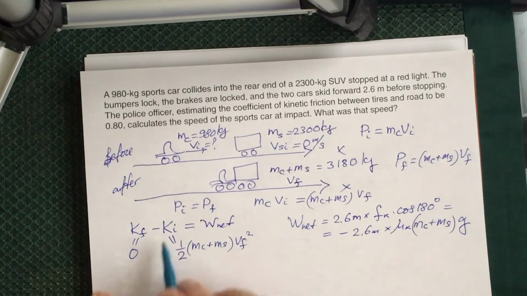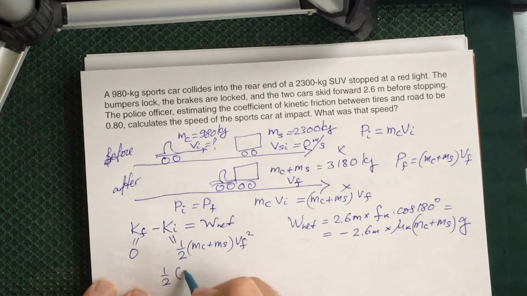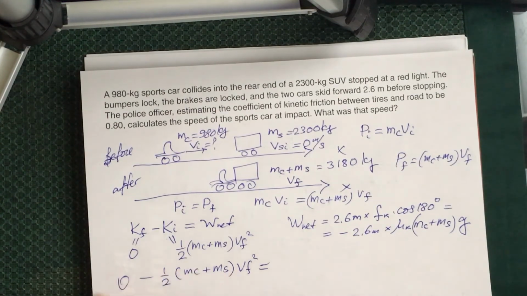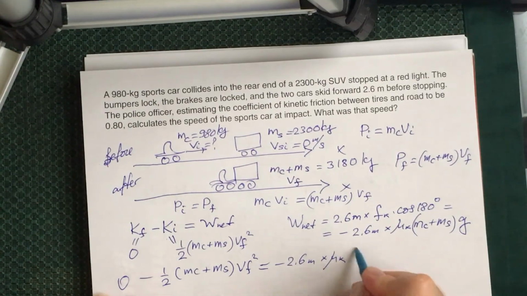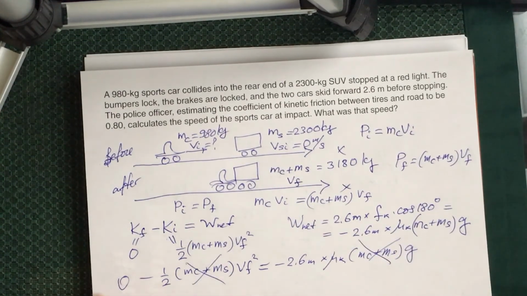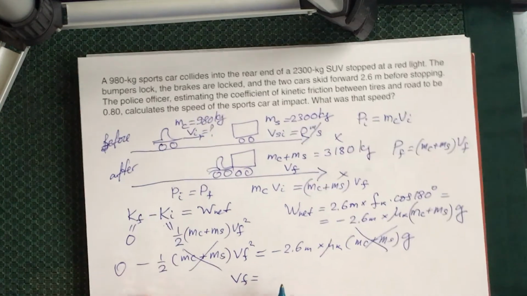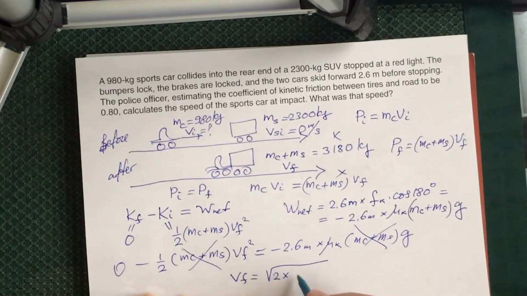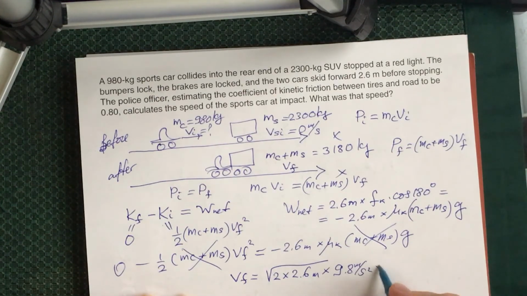If you combine everything in one equation, you will have 1/2 (M car plus M SUV) V final squared equal, with a minus sign of course because we have 0 minus that, to minus 2.6 meters times mu k, the coefficient of kinetic friction, times (M car plus M SUV) g. The mass will be cancelled from both sides, the minus will be cancelled from both sides, and you can come to the conclusion that V final would be equal to the square root of 2 times 2.6 meters times 9.8 meters per second squared, this is our g, and times mu, which is 0.8.